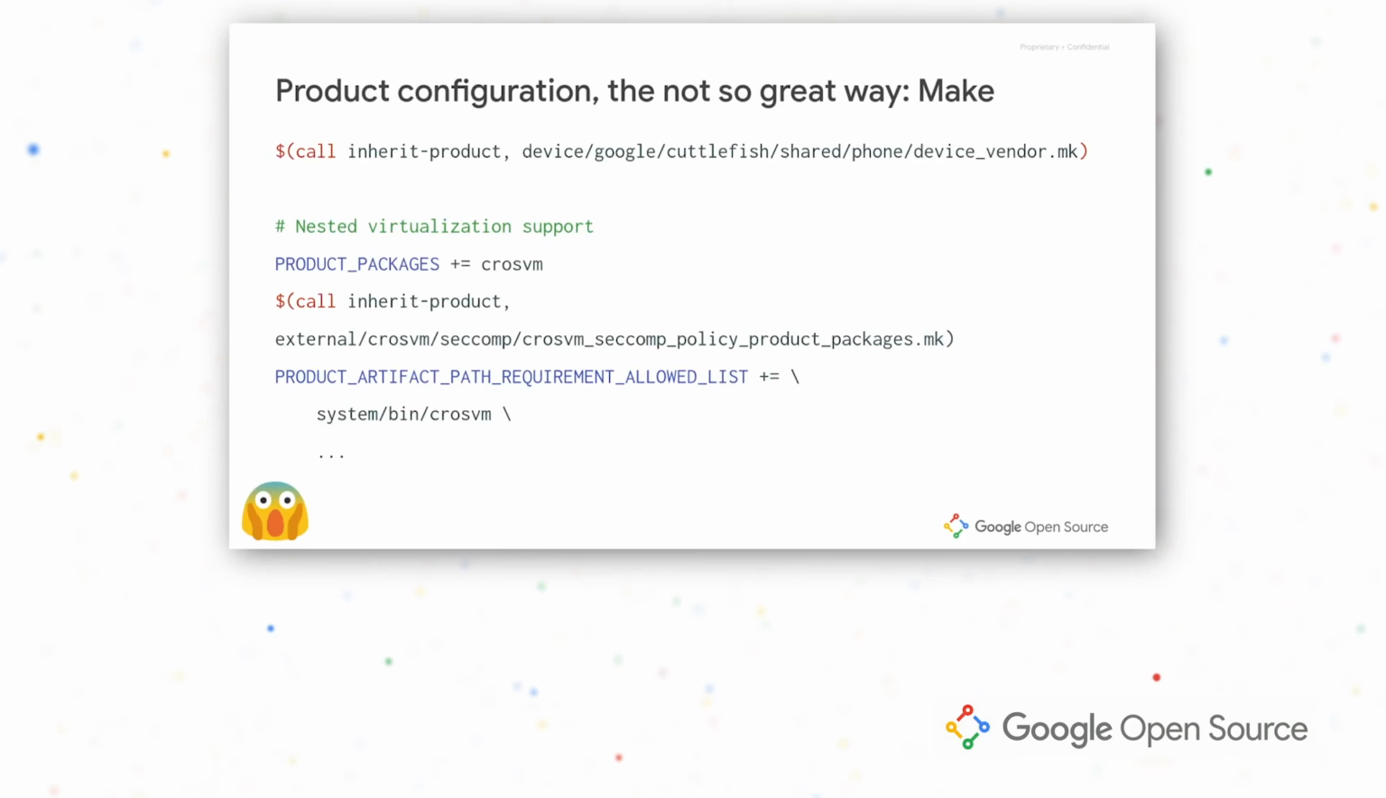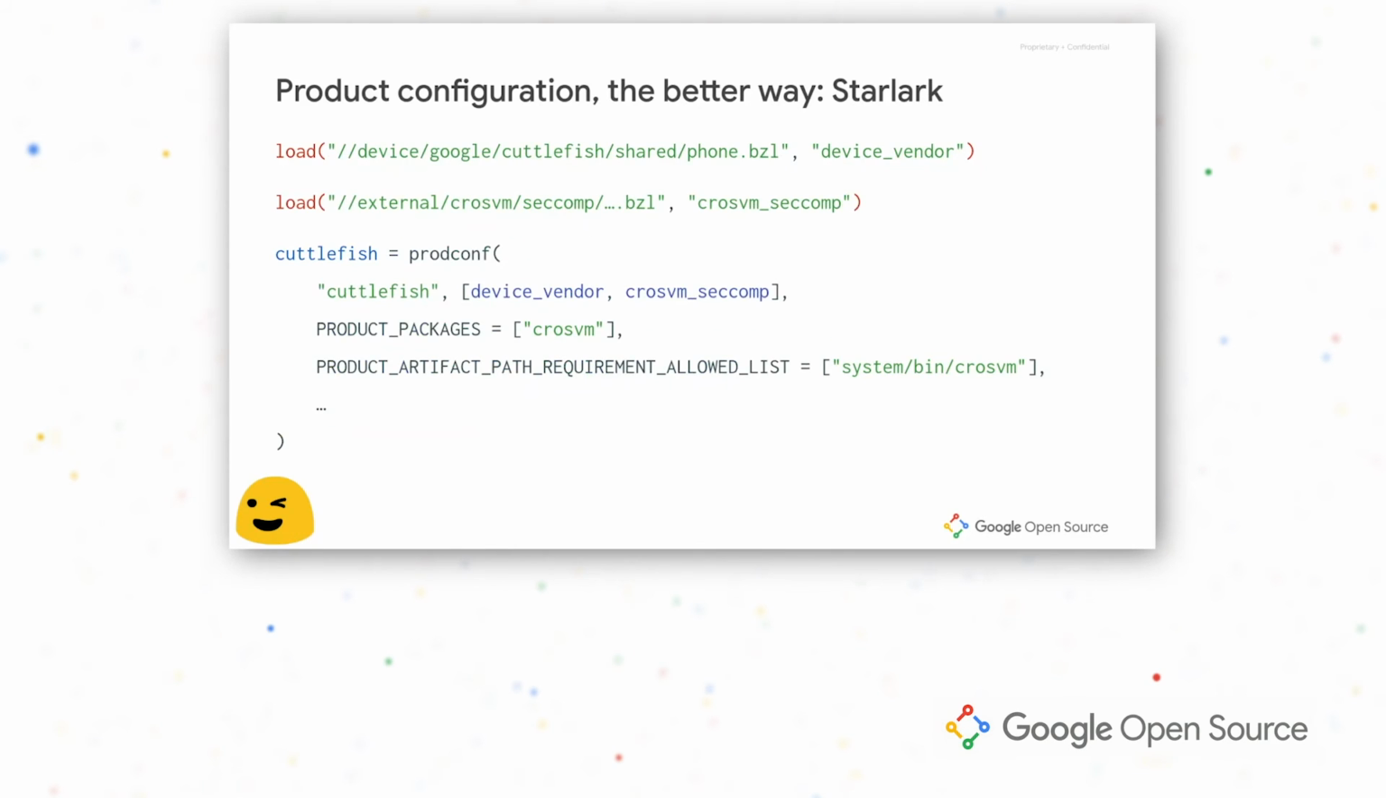Here's an example of how a makefile looks. That is to say, this product should be like cuttlefish with a package called craftsvm in addition, and so on. And here is how the same concept would look when described in Starlark.